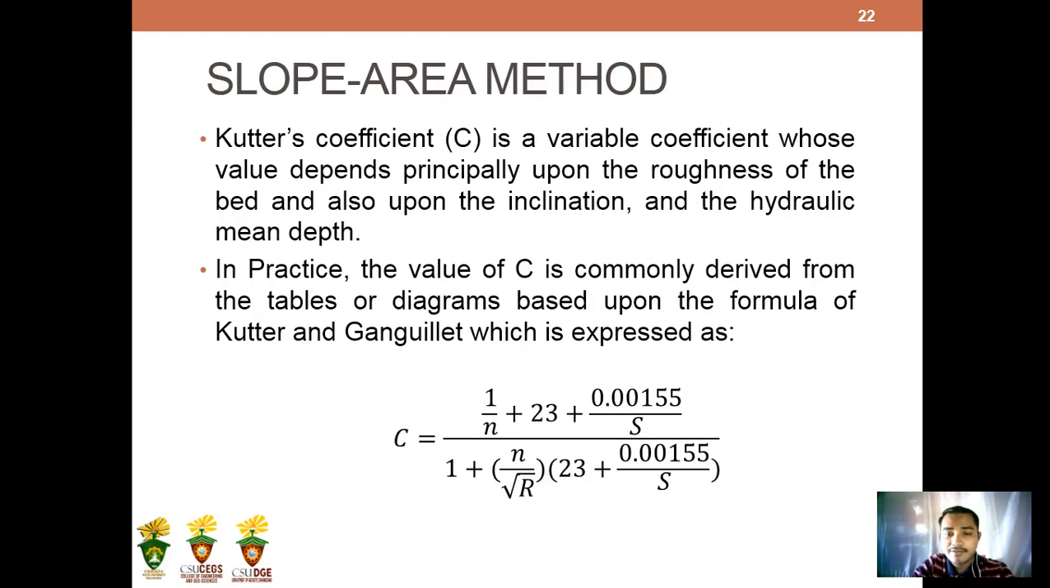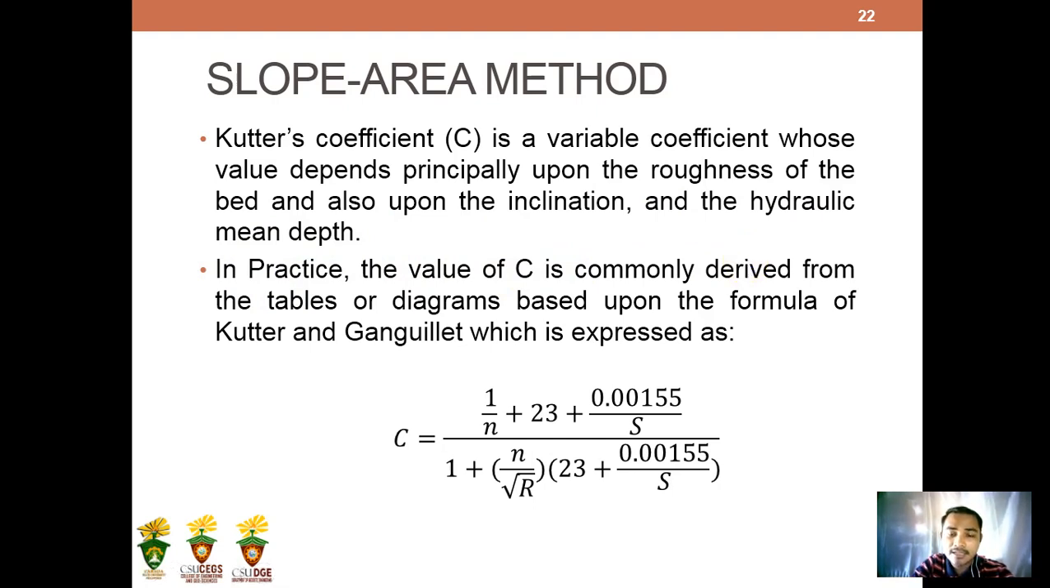And for Kutter's coefficient, to get the value of the variable C, Kutter's coefficient, denoted as C, is a variable coefficient whose value depends principally upon the roughness of the bed, and also upon the inclination, since it is the slope, and also the hydraulic mean depth, or R.